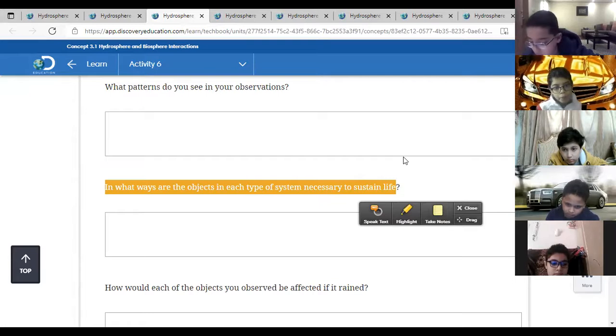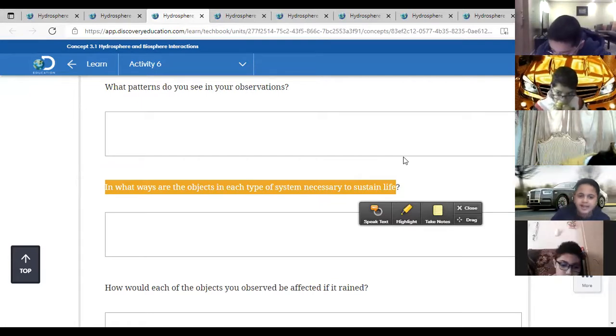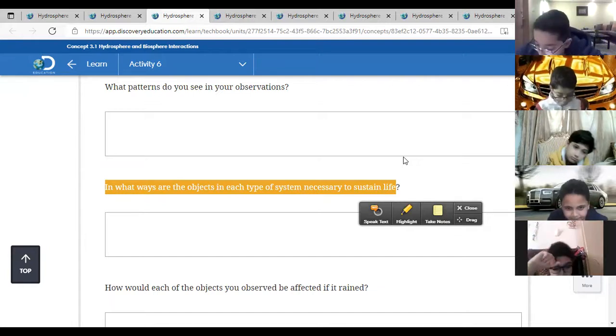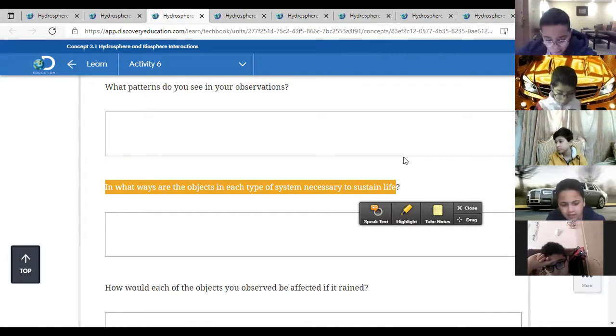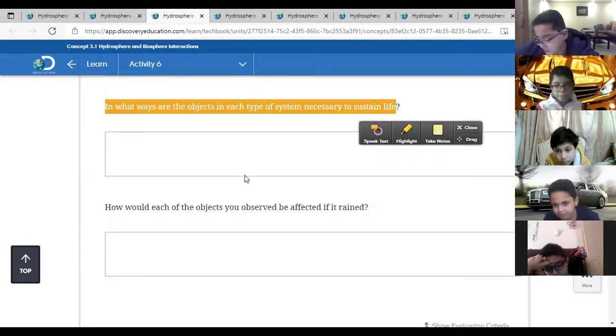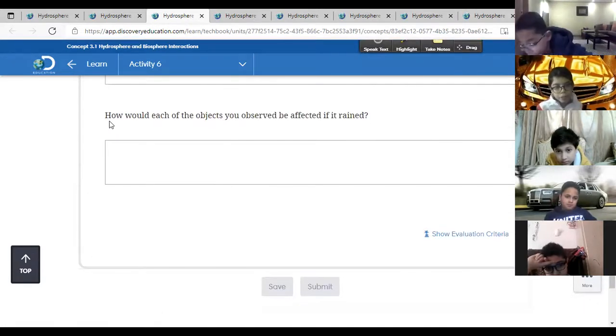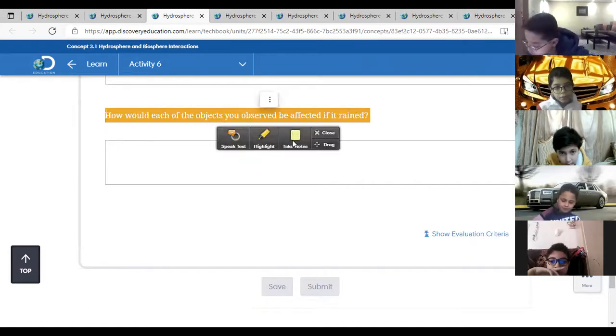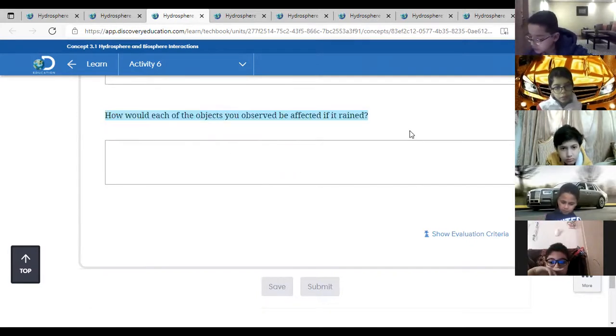What is the importance of water for living things? Plants use water in making their food by photosynthesis. Excellent. What is the importance of air and gases? Without air, we will die. We cannot breathe. Excellent. Thank you. This is great. Okay. Then, how would each of the objects you observed be affected if it rained?